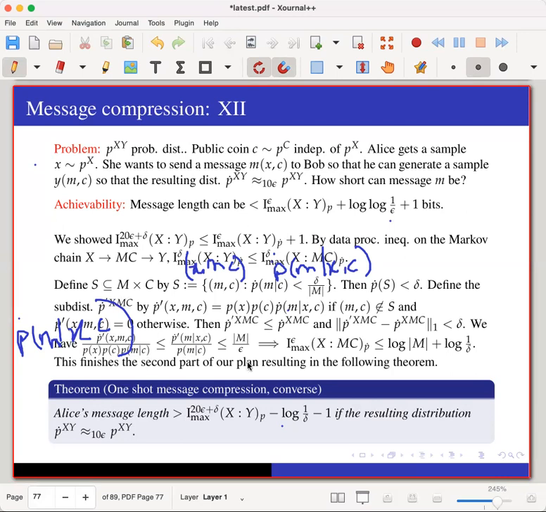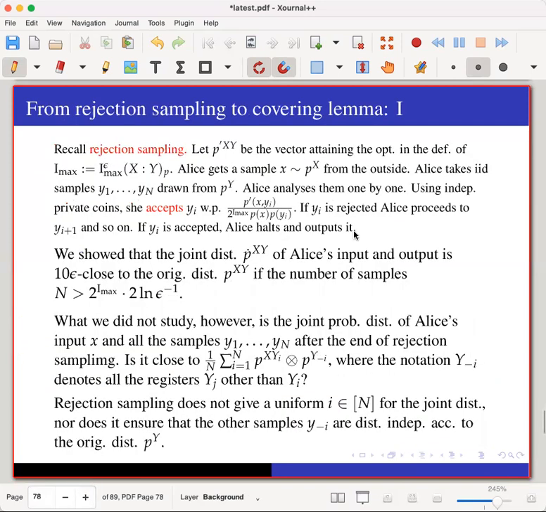Okay. So let's go to the next part. Yeah. Okay. So Ishan was wondering what we have to do with the covering lemma. So now we should slowly start answering questions. So how are we going to go from rejection sampling to the covering lemma? Okay. So recall the rejection sampling procedure. So what did we do?